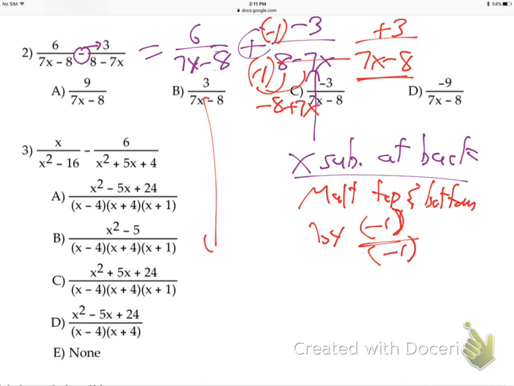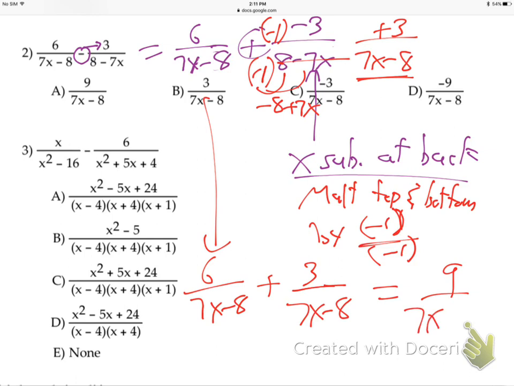So, what does that mean then? So what do we have? We have 6 over 7x minus 8 plus 3 over 7x minus 8, which just adds up to be 9 over 7x minus 8. There it is. A it is. Good on that? Everybody good? So 2 little tricks there. Never subtract. Move it to the upper right, and then multiply top and bottom by minus 1. Turns around the bottom, makes the top back into a plus 3. I'll move on if you're okay.